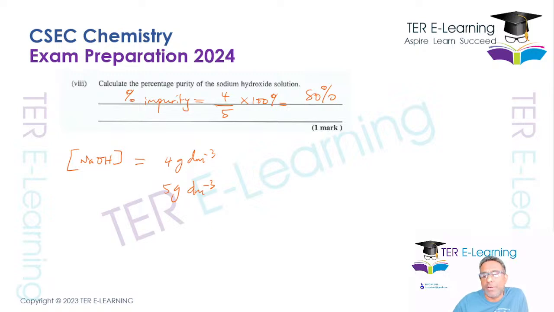Now, question 1 could be based on many different things. It could be based on purity. It could be based on rates of reactions, because they love to bring rates of reactions. What else? Sometimes they bring electrolysis in question 1 as well. All right, so that's my first question here.